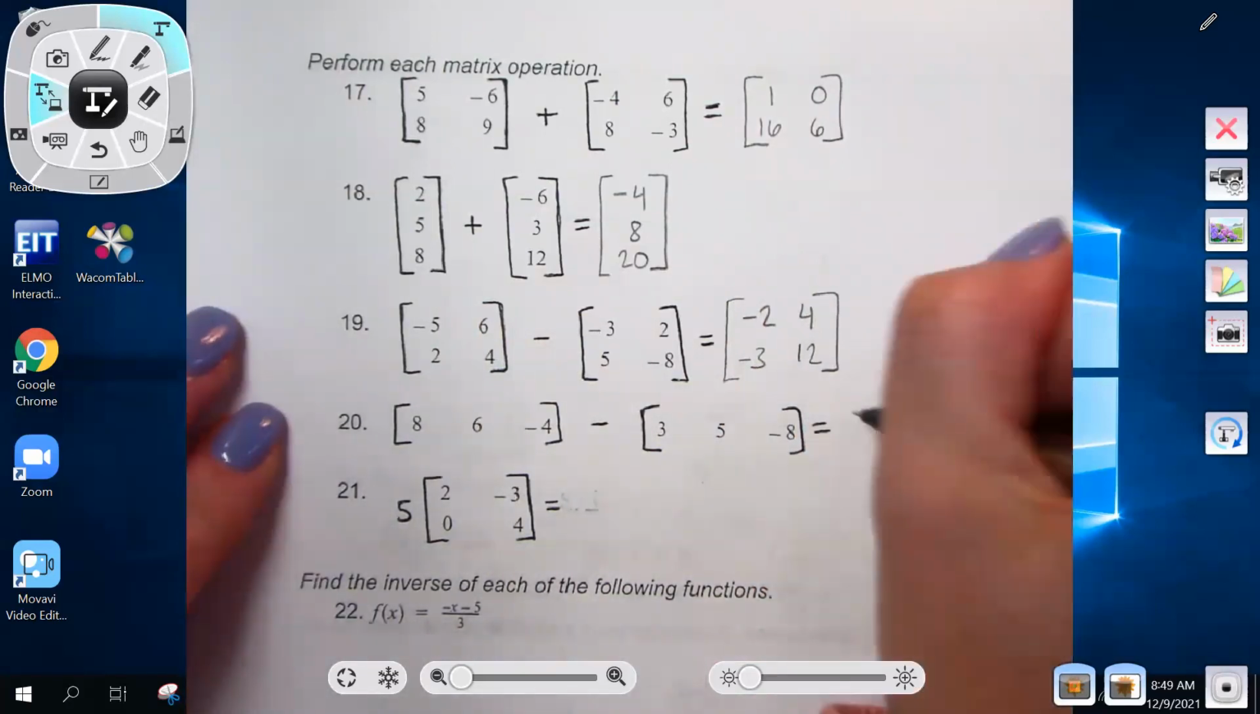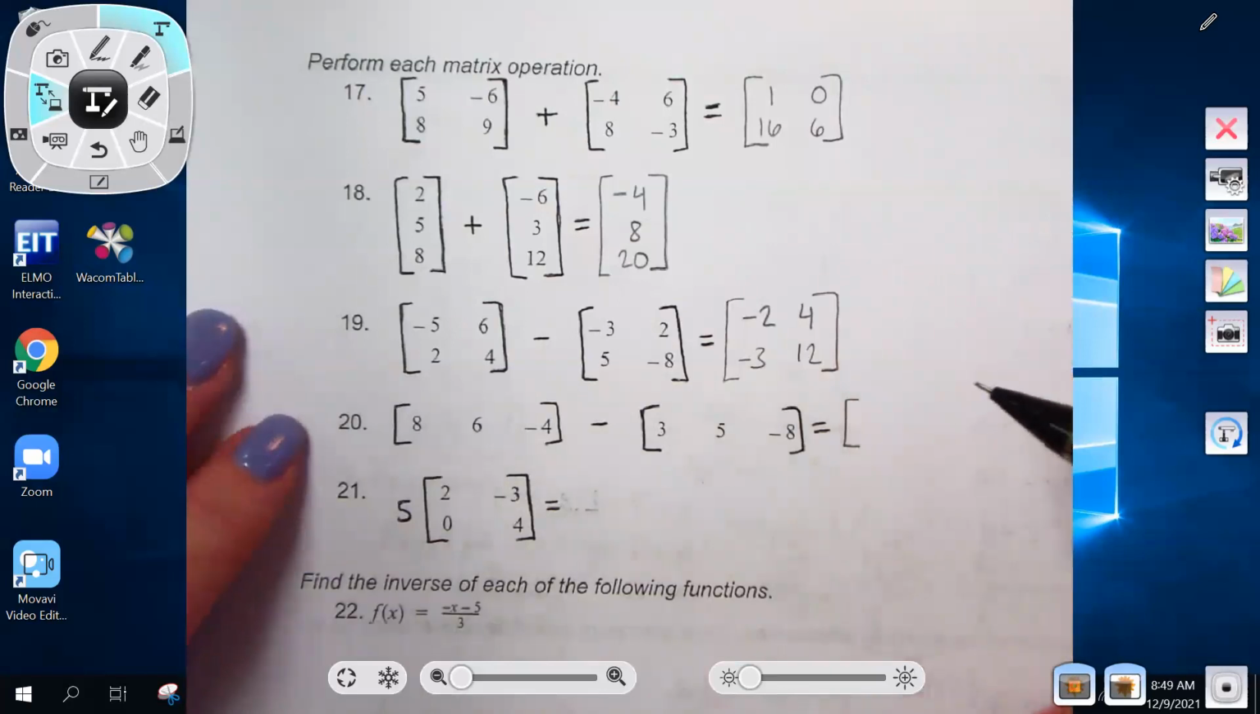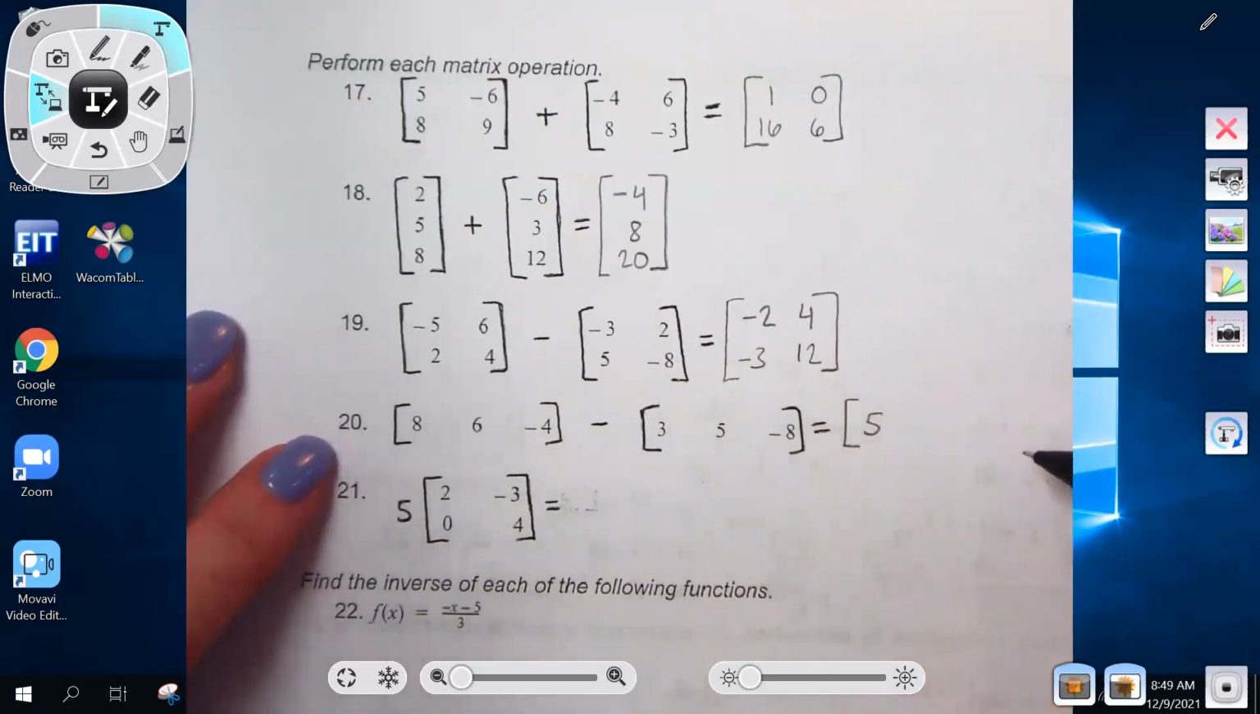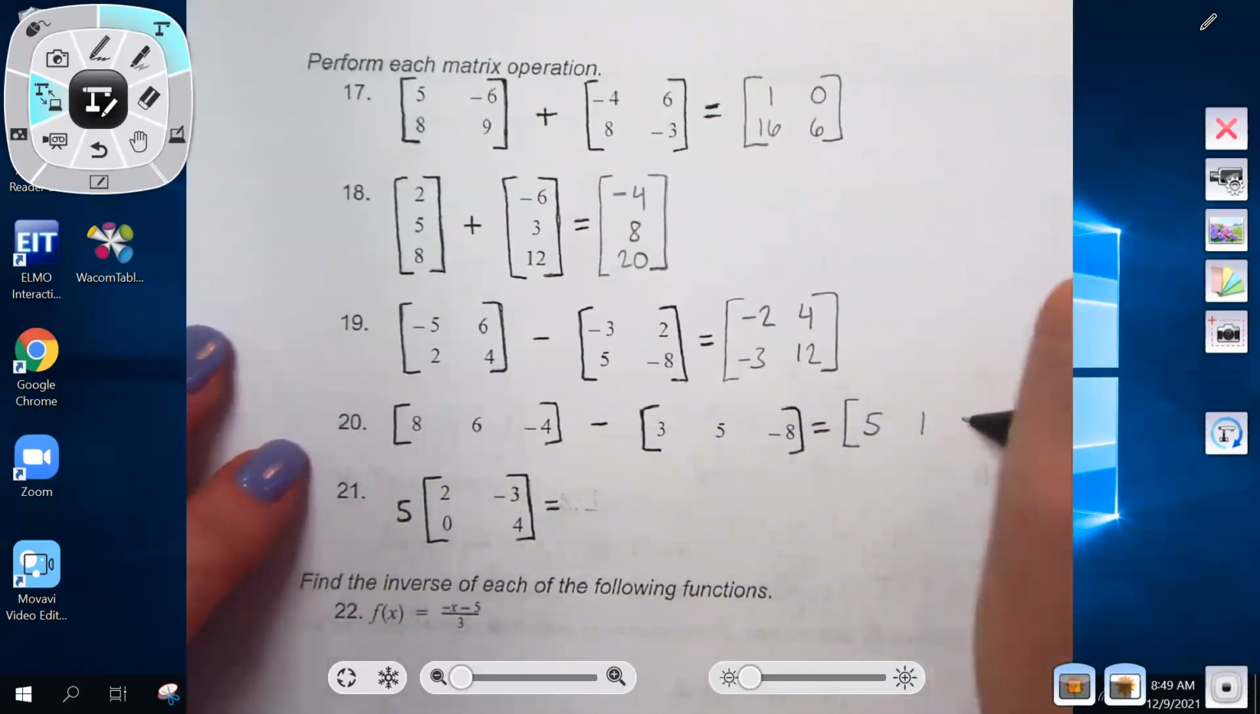Subtracting again on number 20. 8 minus 3 is 5. 6 minus 5 is 1. And negative 4 minus negative 8, which is the same as negative 4 plus 8, is 4.